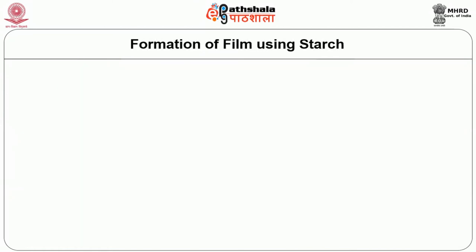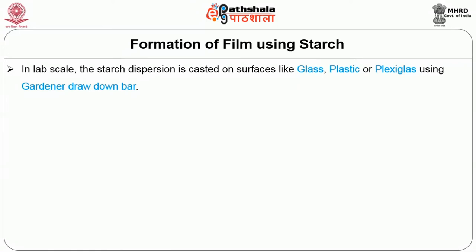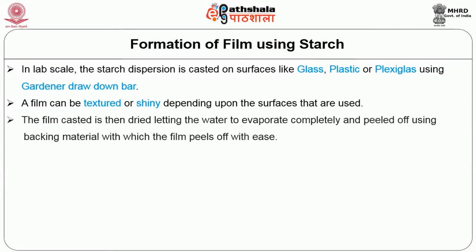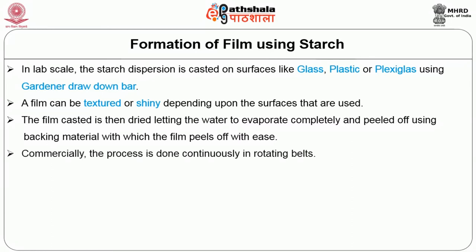And we must know how to form films by using starch. In lab scale, the starch dispersion is cast on surfaces like glass, plastic or plexiglass using a Gardner draw down bar. A film can be textured or shiny depending upon the surface used. The film cast is then dried, letting the water evaporate completely, and peeled off using a backing material with which the film peels off with ease. Commercially, the process is done continuously in rotating belts.